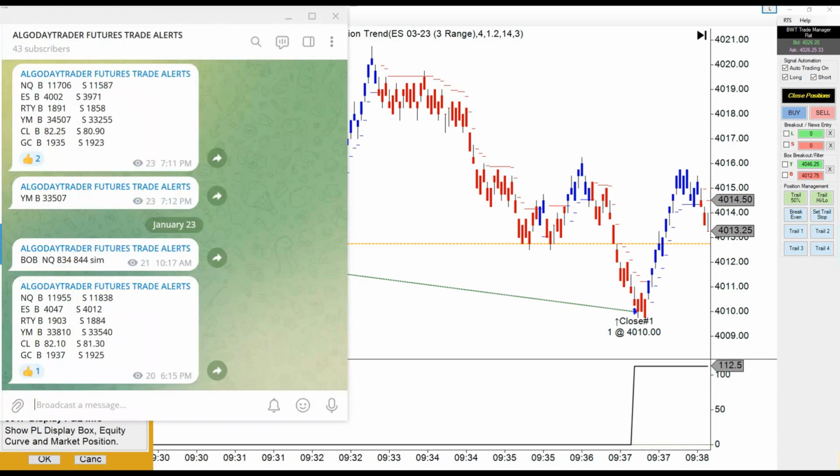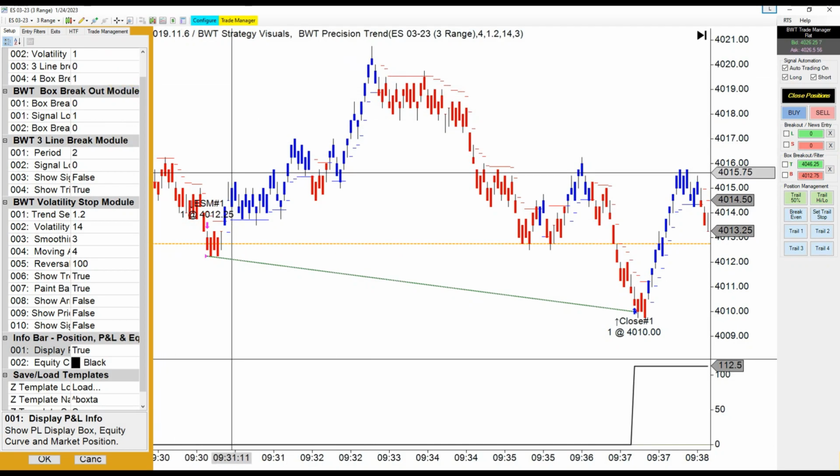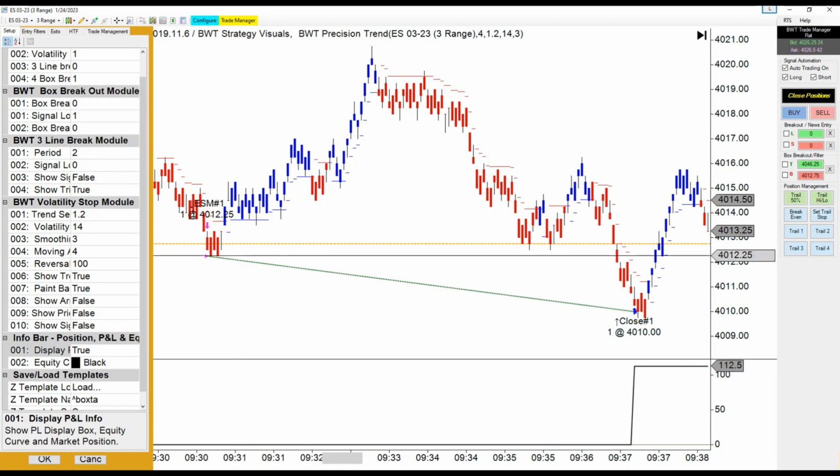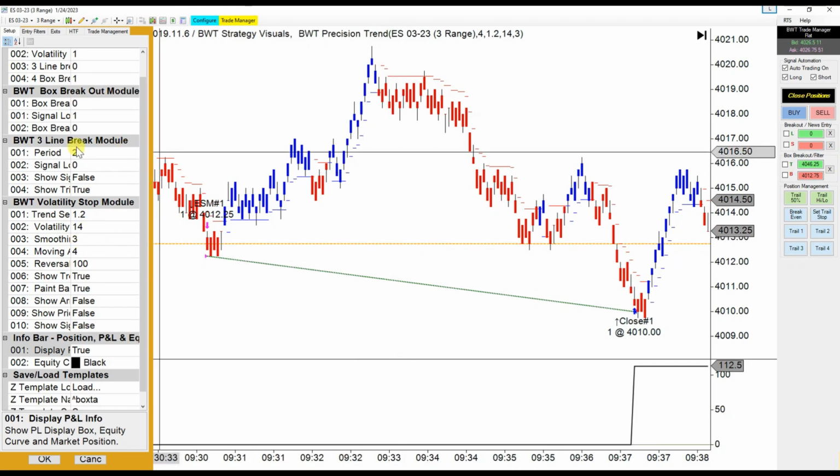This was the ES, which was a short at 4,012 and hit its target here after taking some heat for sure, but the pivot was actually further higher. So this was the ES. Let's go to the next one.